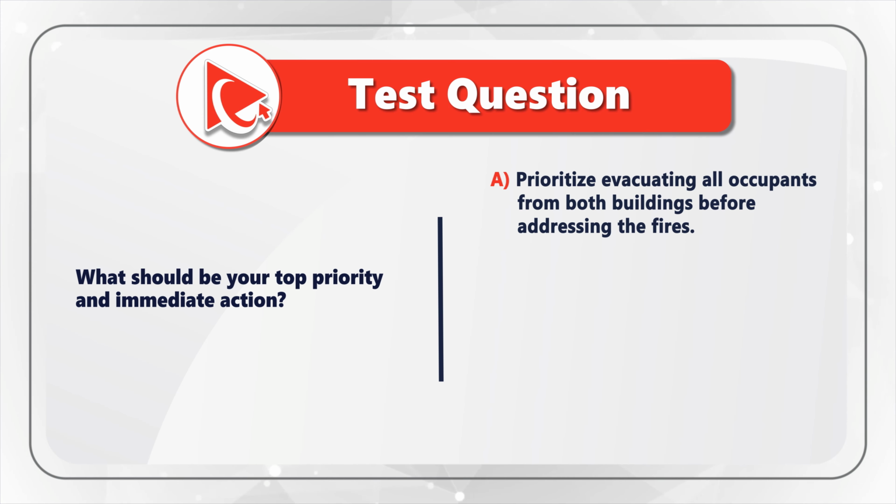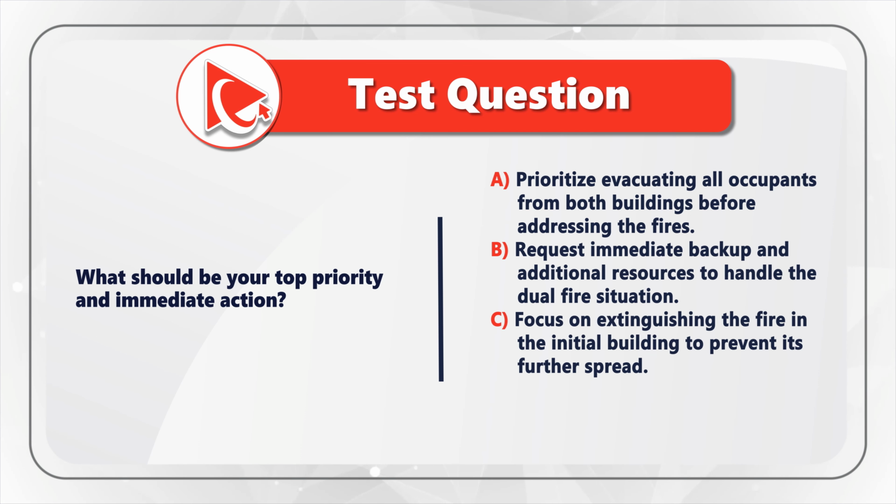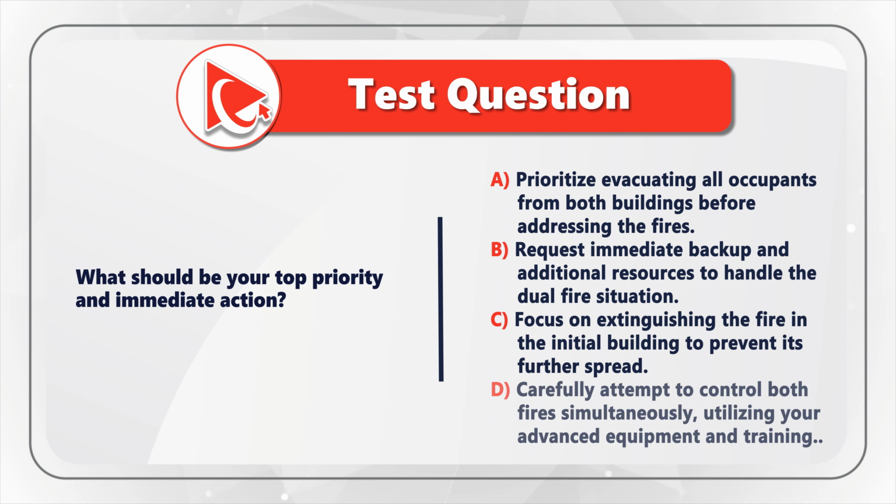Choice A. Prioritize evacuating all occupants from both buildings before addressing the fires. Choice B. Request immediate backup and additional resources to handle the dual fire situation. Choice C. Focus on extinguishing the fire in the initial building to prevent its further spread. And last but not least, choice D. Carefully attempt to control both fires simultaneously, utilizing your advanced equipment and training. Take a close look to see if you can come up with the answer.